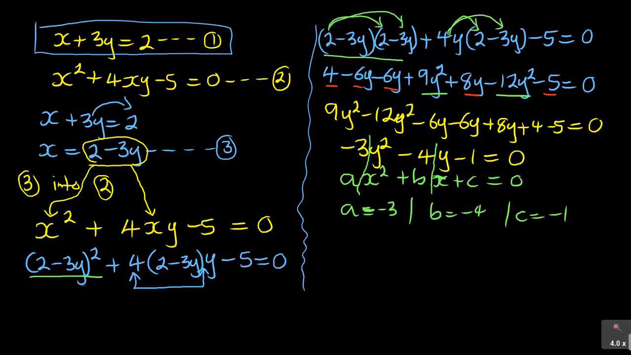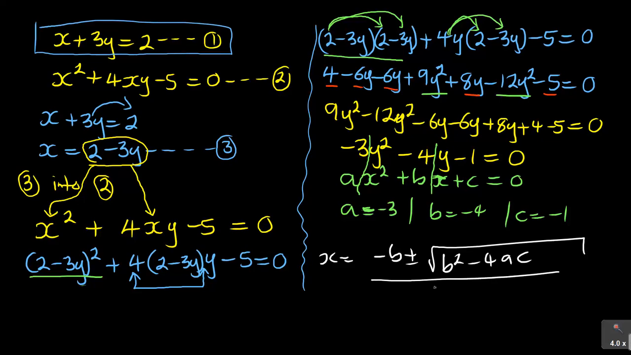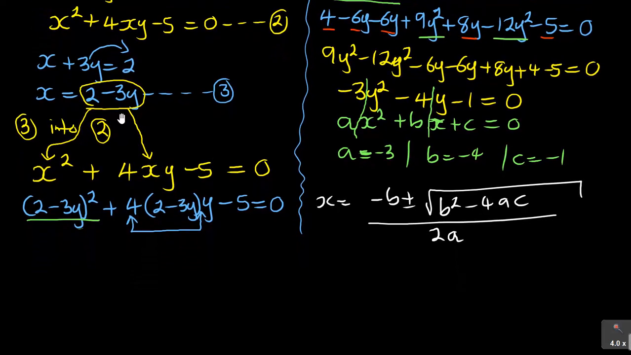So what is the formula? The formula is x is equal to minus b plus or minus square root of b squared minus 4ac, everything over 2a. You get this? Then you have to solve now for x. But you're not solving for x, by the way. Remember, you are yet to find x. What are you solving for? You are solving for y.